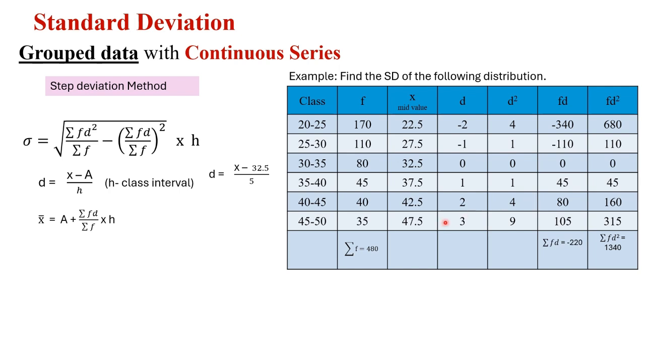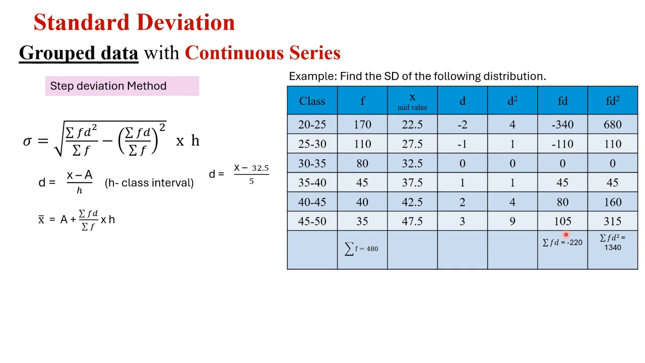Find fd. 170 times minus 2 is equal to minus 340, 110 times minus 1 is equal to minus 110, 80 times 0 is 0, 45 times 1 is 45, 40 times 2 is 80, and 35 times 3 is 105. Total is minus 220.